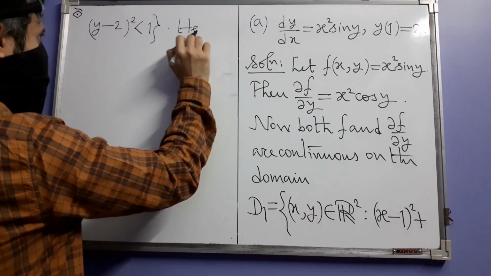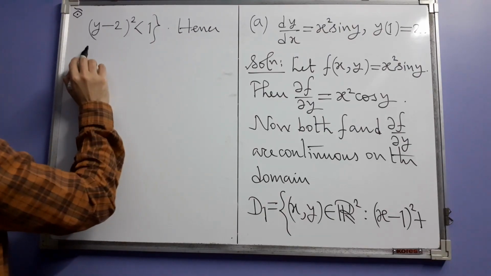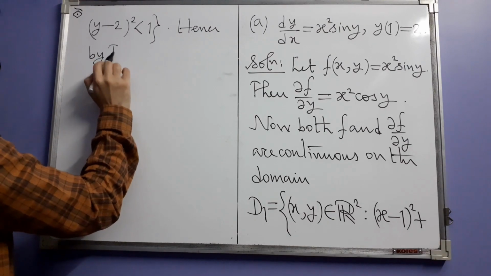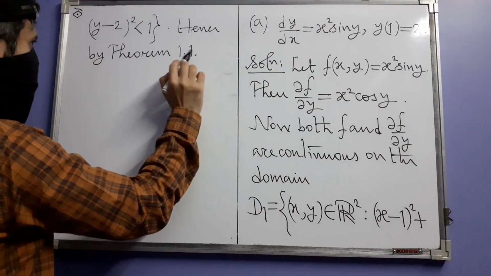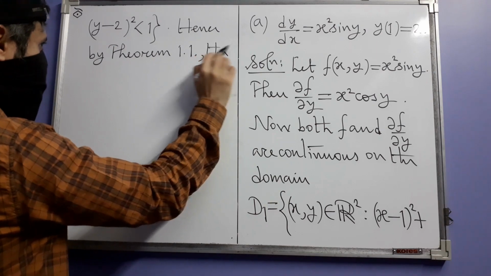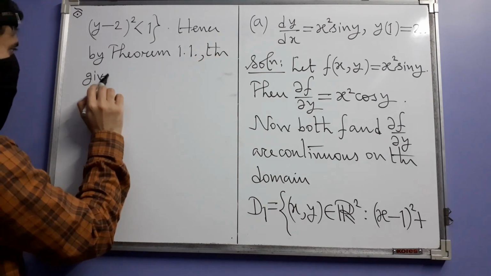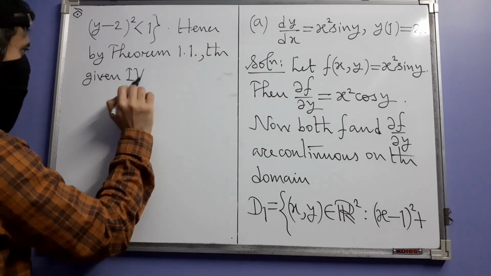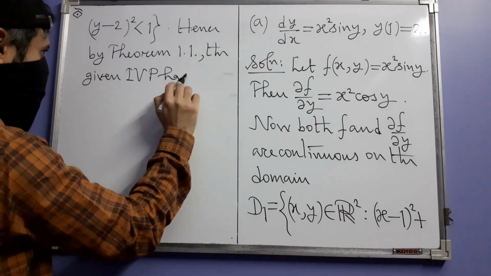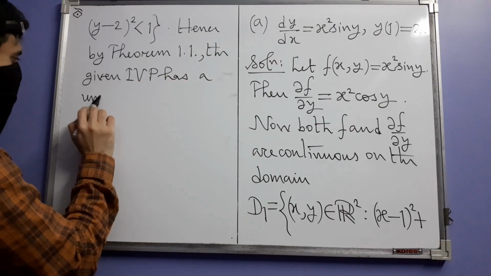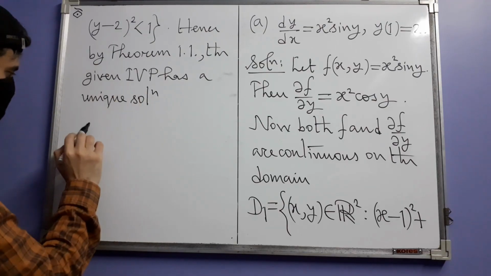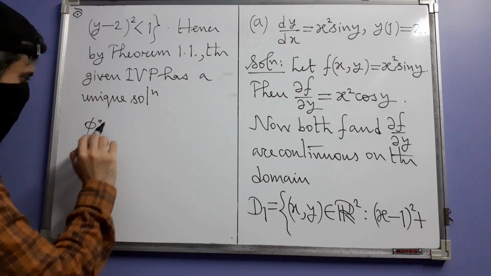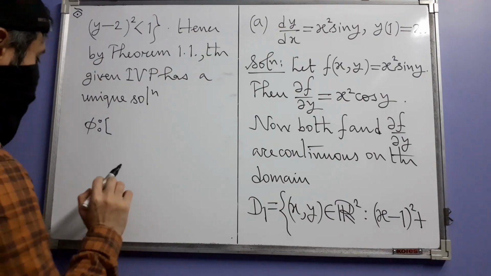Hence, that's it. By theorem 1.1, the given IVP has a unique solution, some solution phi in an interval whose center is 1.